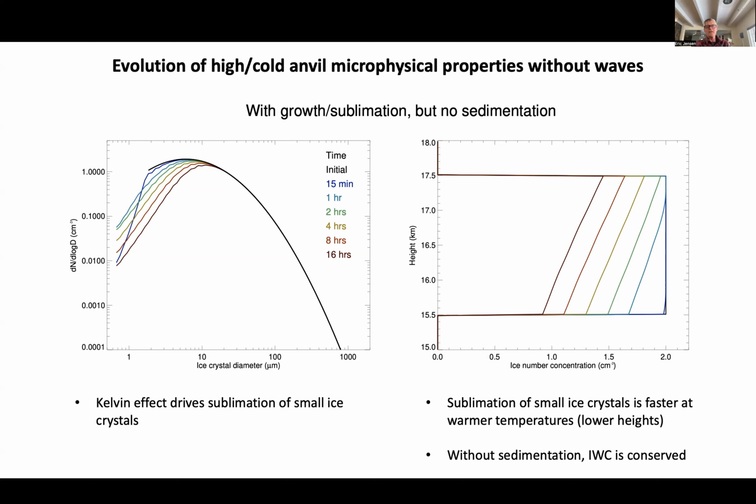So what that means is, even if your ambient saturation ratio over planar ice is unity, you tend to sublimate the small ice crystals, and the vapor gets transferred to larger ice crystals. You start to lose your ice crystals over time. So the black is the initial conditions, and the colored curves are different times in the simulation. And so you can see you're losing your small ice crystals here because of the Kelvin effect. And as a result, the ice concentration is reduced. So I started with 2 per cubic centimeter throughout here. And you can see over this 16 hours that I'm showing here, you've reduced your ice concentration about a factor of 2 just from the Kelvin effect.